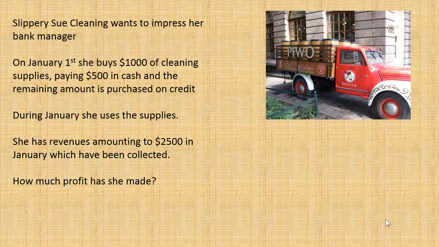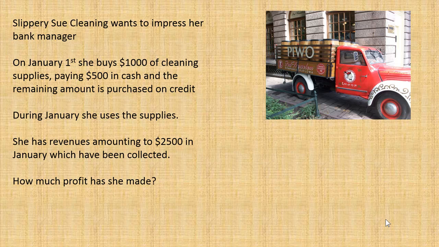Let's look at a few examples here of how we may or may not want to deal with certain transactions. So we have a catering firm, and our owner wants to impress the bank manager. She buys £1,000 worth of supplies, pays £500 in cash, and the remaining amount is purchased on credit, and she uses those supplies during the month. And during that month she has revenues amounting to £2,500, which she's collected. So how much profit has she made?